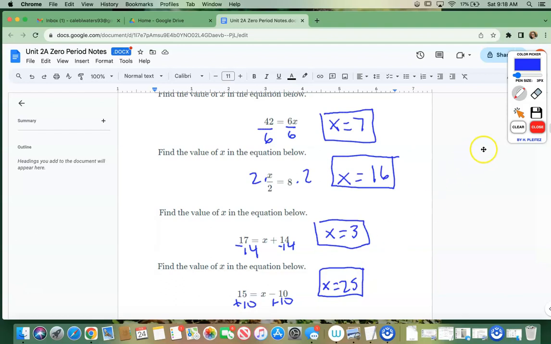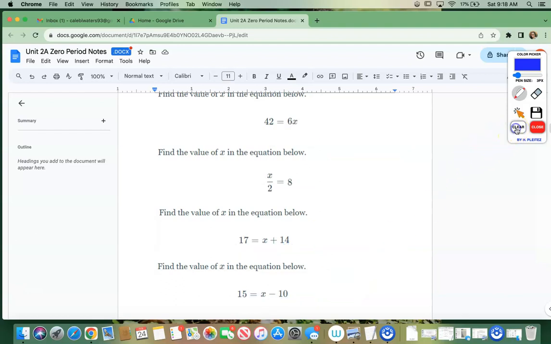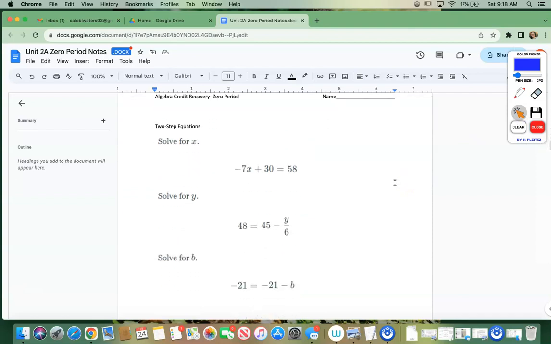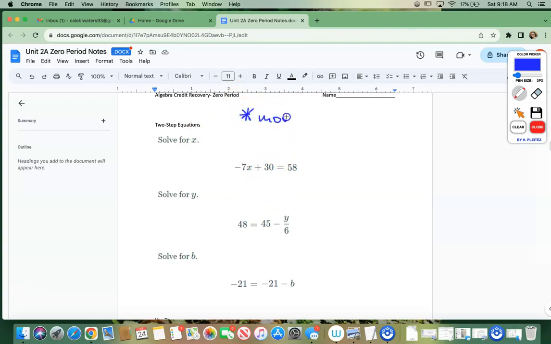All right, now let's go on down and look at some two-step ones. These ones are going to have multiple steps. Instead of just having one thing for us to do, we will do 2. So let's start with this one. A trick with these is to always move your constant first. Okay, so I'm going to make a little note of that: move the constant first.